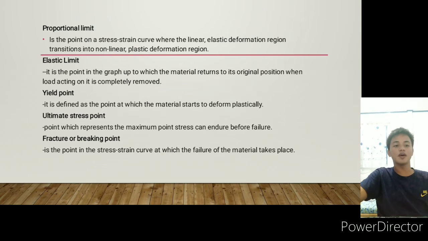Yield point. It is defined as the point at which the material starts to deform plastically. Ultimate stress point. It is the point which represents the maximum stress the material can endure before failure. And lastly is the fracture or breaking point. It is the point in the stress-strain curve at which the failure of the material takes place.